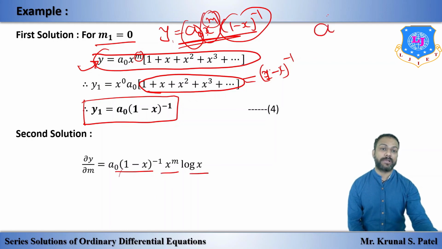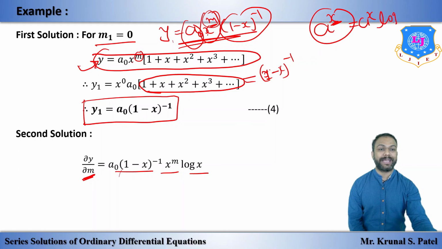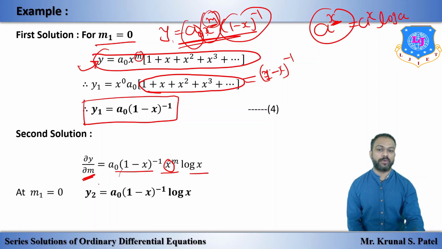We apply the formula for a raised to x, because m is our variable. Like the differentiation of a raised to x when x is the variable, we use a raised to x log a. In a similar way, here x is constant, so x raised to m log x. Now we will put m1 equal to 0 in this, so we have y2 equal to this term as it is, and x raised to m becomes x raised to 0, which is 1, and log x. This is our second solution.